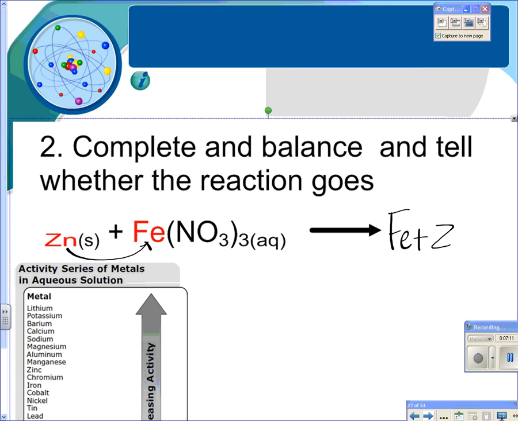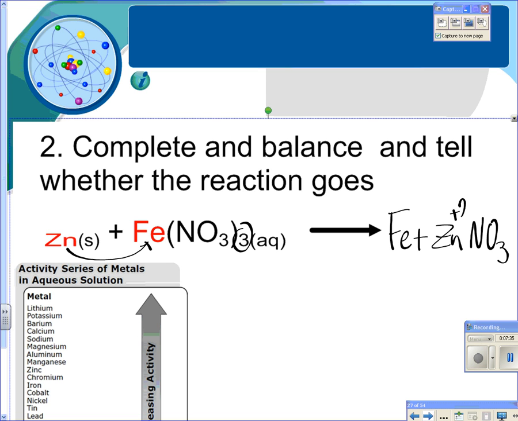And then zinc is going to come over here and bond with the nitrate. So I want you to notice I'm not taking the 3. That 3 belonged to iron. So nitrate's no longer living with iron, he's living with zinc. So then I have to balance my charges. So basically it's the same. One, we replace our single replacement, and then we balance our charges.